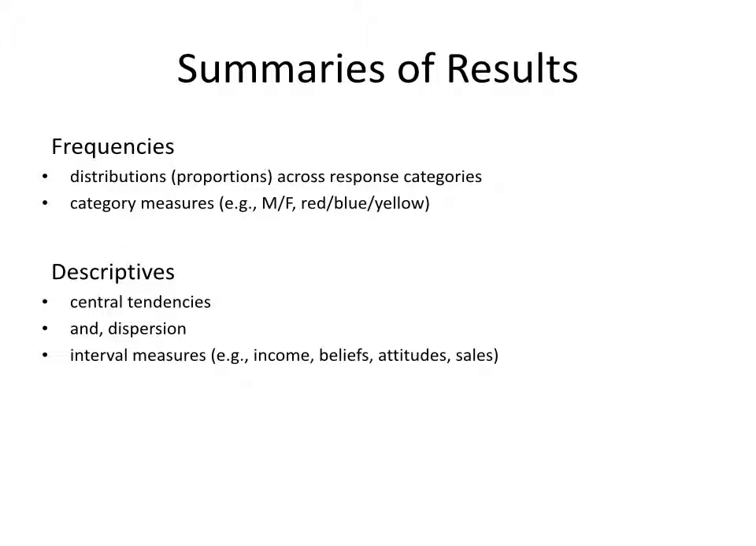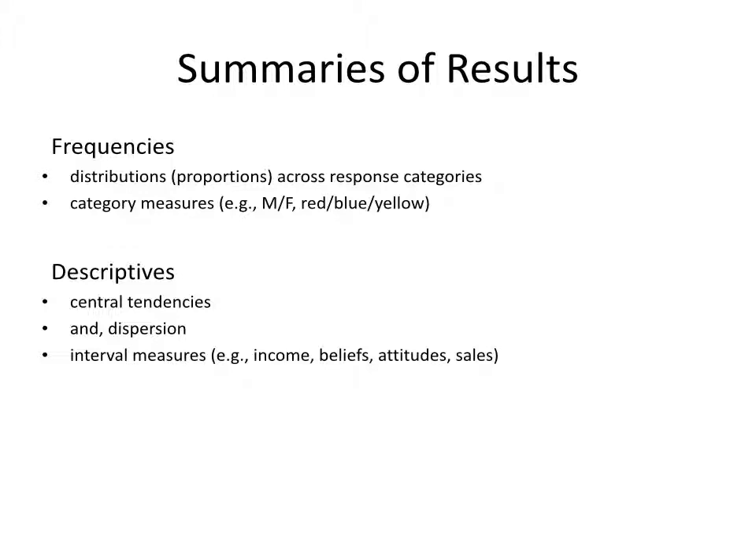One is typically referred to as frequencies. The frequencies characterize the distribution or proportion across response categories, and frequencies are appropriate for category measures or ordinal and nominal level variables, such as male, female, red, blue, yellow colors. So frequencies would characterize a large data set in terms of how they're distributed across those categories, either proportions or raw scores.